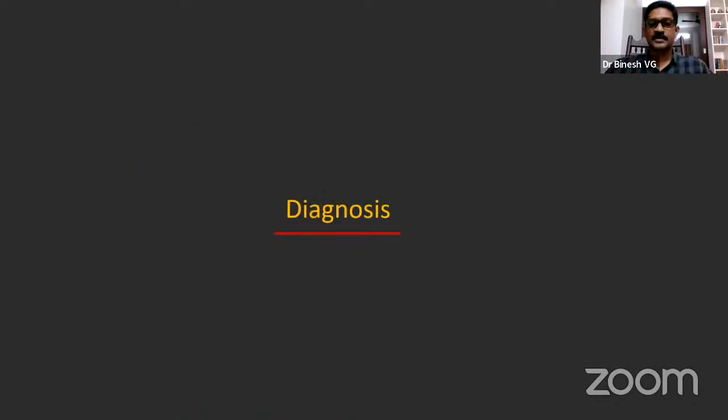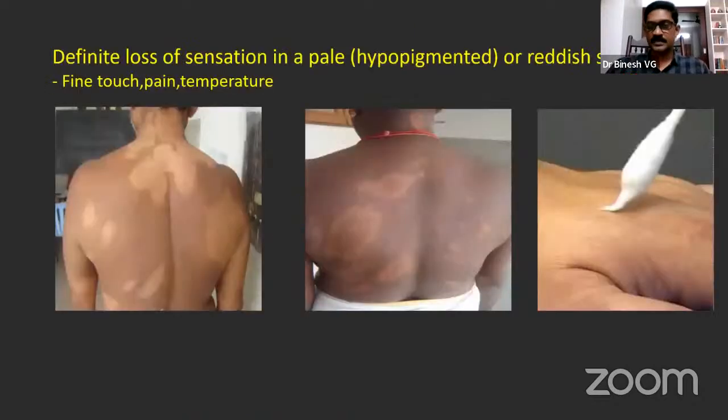Now, first of all, coming to the diagnosis, I think this part has been dealt with by Ashwini already. So suppose a patient like this is coming to you, or you suspect a case or a skin lesion as Hansen's disease, what to do?